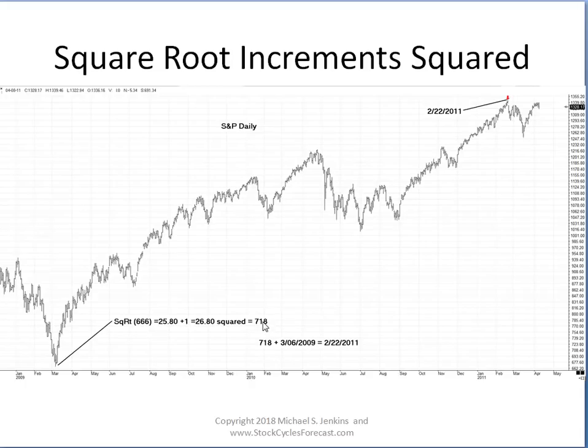If you remember the first video I did, I told you how time and price alternate, and hidden in the price of the origin is a time factor. So this 718 is really a time factor. So from our origin date, if we add this increment of the square root of the price plus 1, we get a target of the time. So that comes out right here, and this is the high.